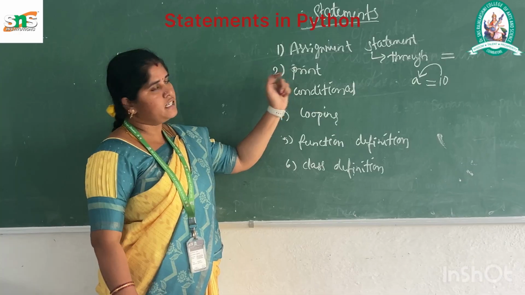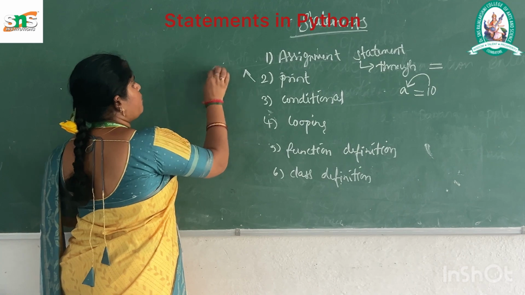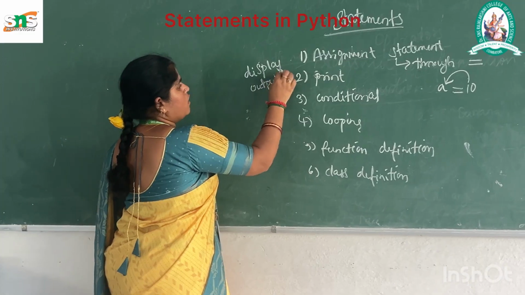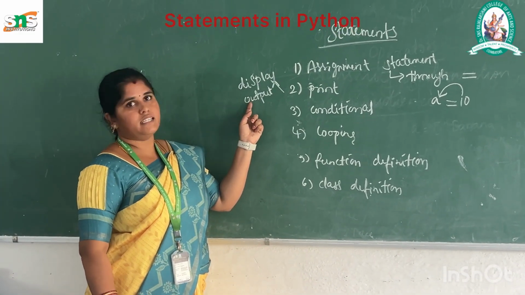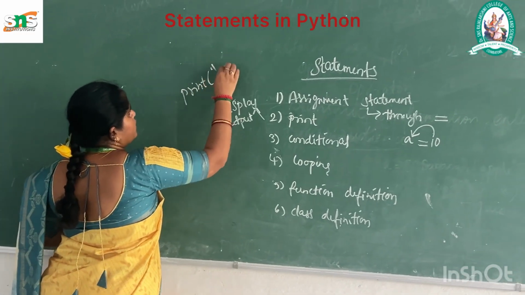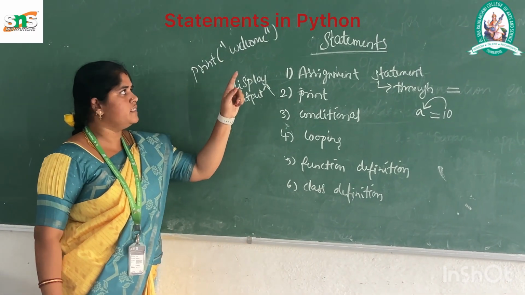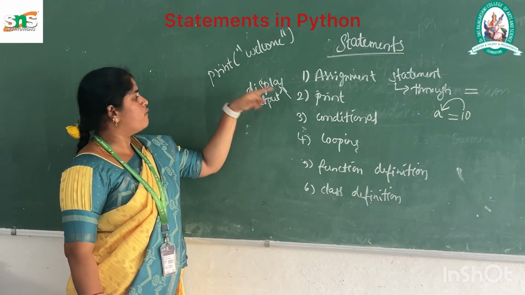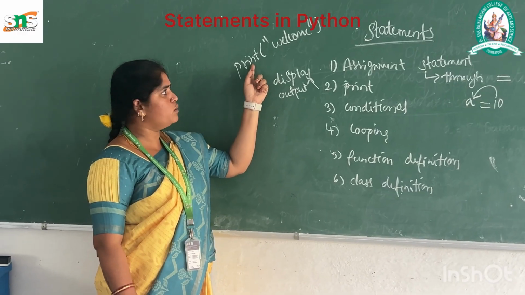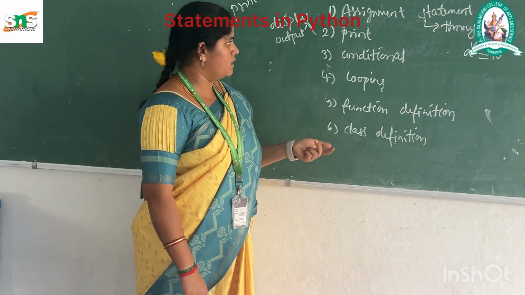Next will be the print statement. We all know the purpose of the print statement: it displays some output. Displaying output or some information to the user is done by the print statement. For example, print welcome. We want to print the welcome message to the user, and only through the print statement can I print the welcome message to the user.